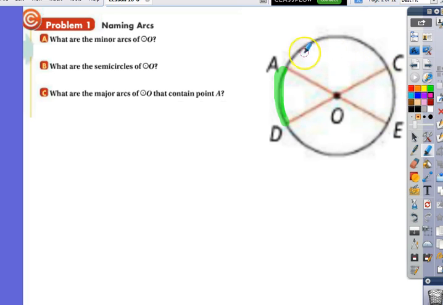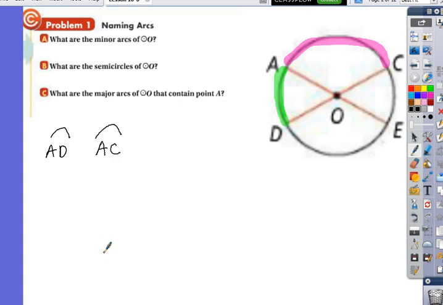So if I wanted to describe the pink line, what two letters do you think would be involved in that description? Right. So if I am going to describe the green line, I would just do a little arc mark over the letters AD. If I were going to describe the pink line, I would do an arc mark over the letters AC.